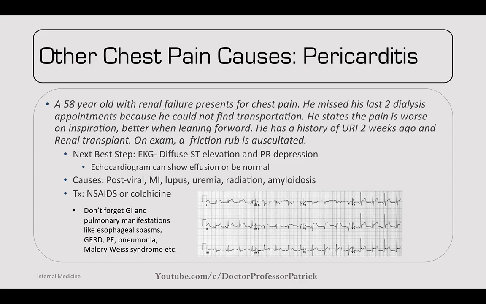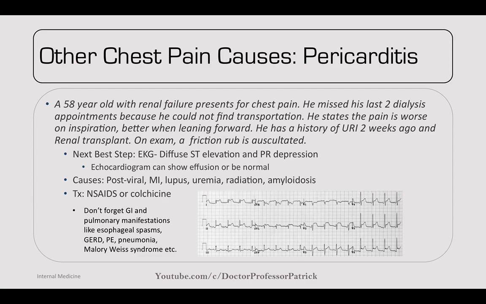So on exam, there's a friction rub heard. It sounds like Velcro almost. So your next best step is an EKG. So what we're looking for is diffuse ST segment elevations and PR depressions. And then echocardiogram can show an effusion or it could be normal.